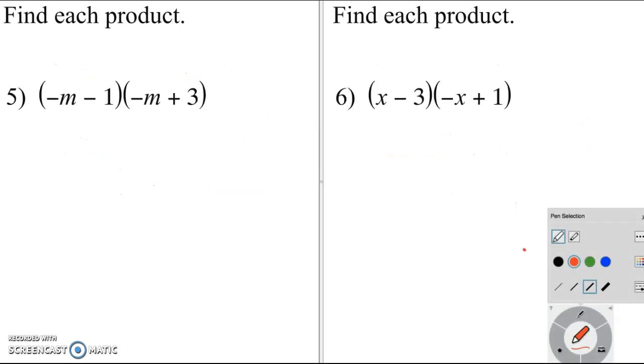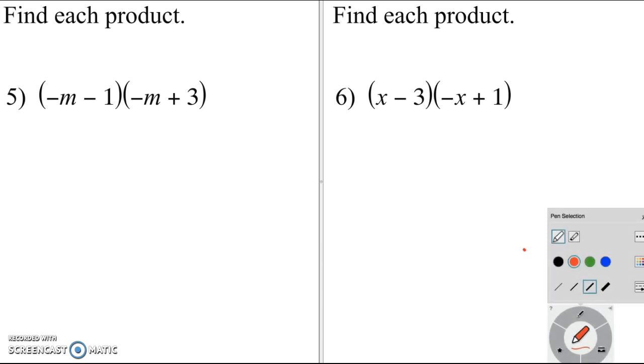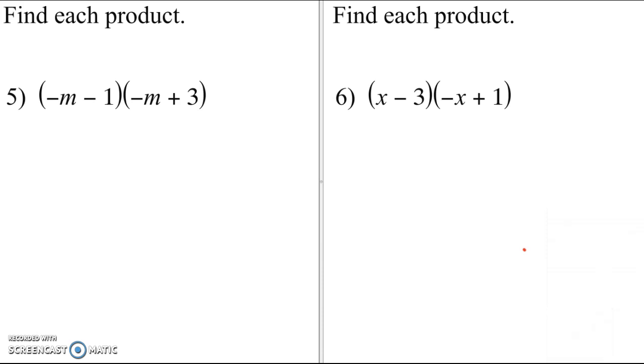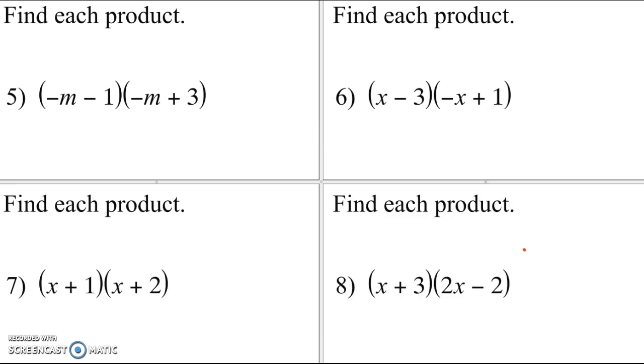All right, these next ones we have some foiling going on. So I'm going to see if I can get more of these up here. Perfect. Here, now I'll do 4 at a time. These next 4, we foil these out.